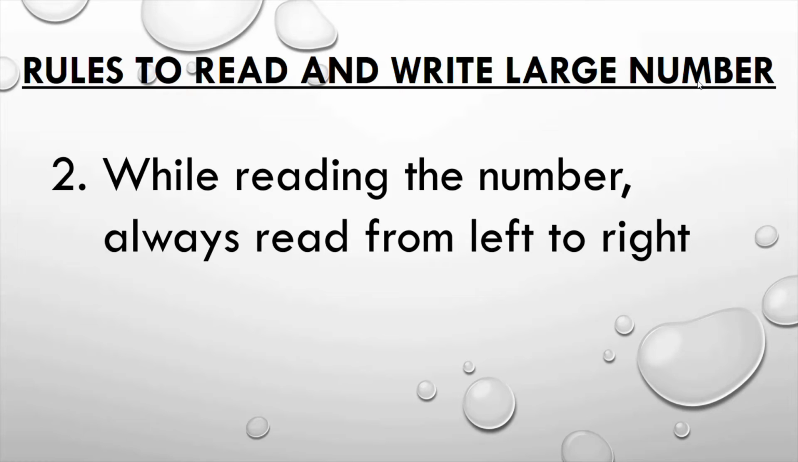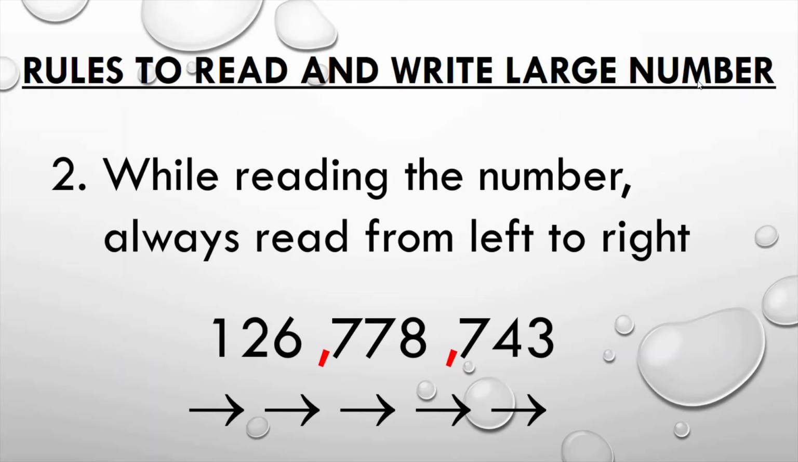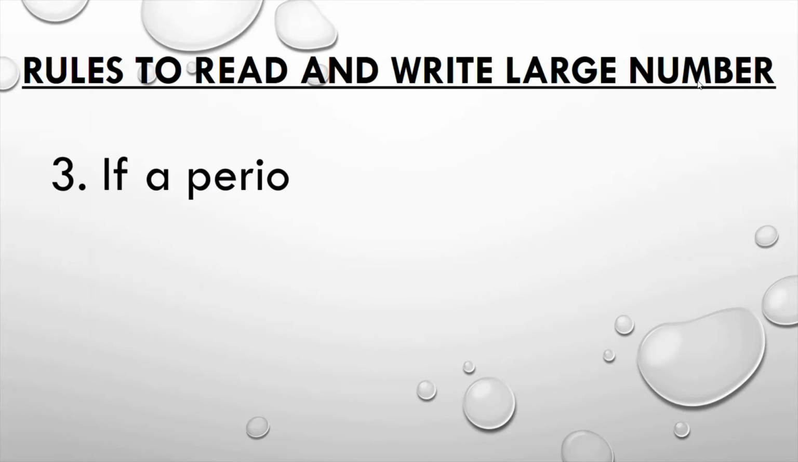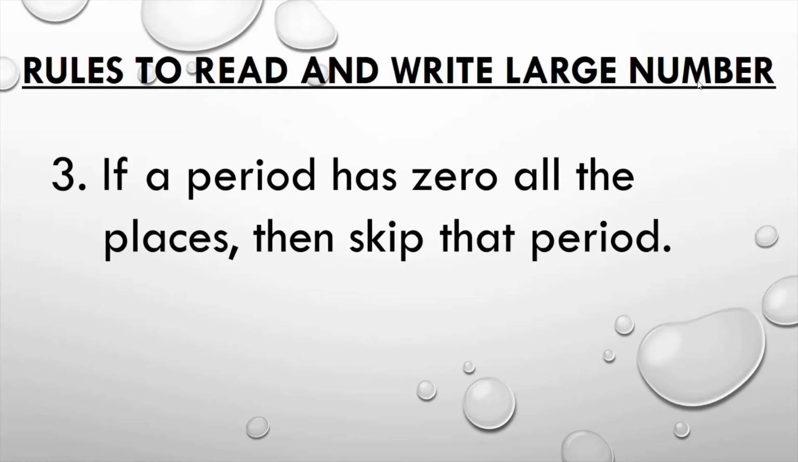We have to see the number in each period and read the number followed by the period name, like 126,778,743. Note that the name of the period is always read or written as singular. Rule 3. If a period has 0 in all its places, then we have to skip that period.